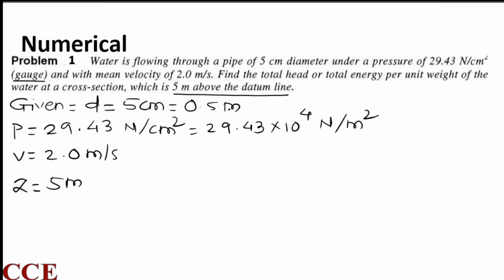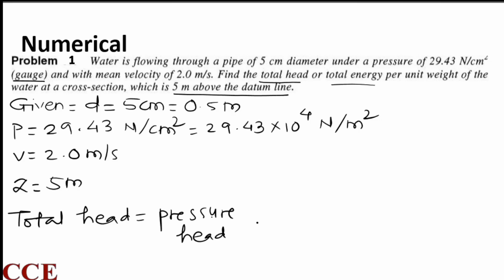We are asked to find out the total head or total energy per unit weight of the water at the cross section. So the total head, the formula can be written as: total head is equal to, first we talk about the pressure head, second we talk about the kinetic head, and third we talk about the datum head.